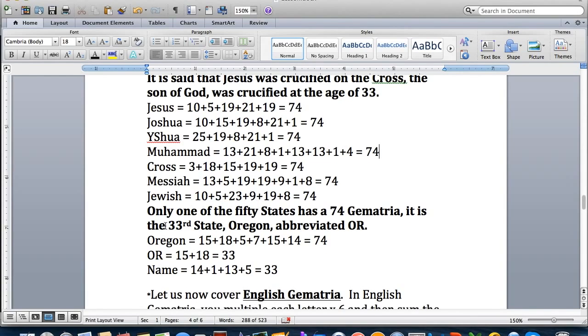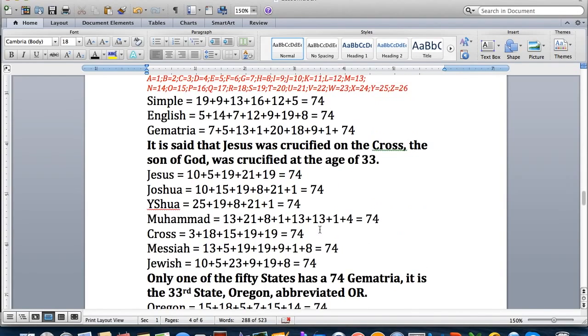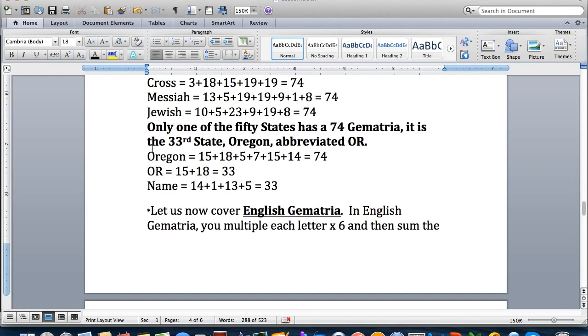And it happens to be the 33rd state, Oregon. Remember, Jesus is crucified at 33? Oregon, the 33rd state, sums to 74 with simple English gematria. The abbreviation OR even sums to 33. And think about how once upon a time, how important Oregon was to westward expansion. It used to be a much more massive state that has since been broken apart into other states, Idaho, Washington, Montana, and more. The Oregon Trail. So a very significant state in our nation's history.